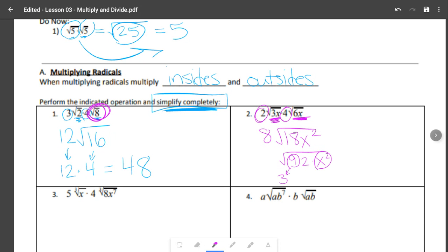9 comes out as 3. X squared comes out as x. And we're going to remember to bring down that 8 from the outside to multiply with the 3. So you should get a 24x on the outside, and inside is just that 2 that was left over. So your final answer is 24x radical 2.